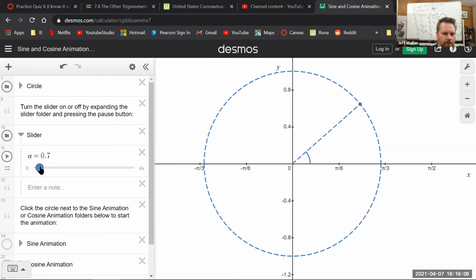So watch what happens when I get to about 1.57. Closest I can get is 1.6. Where am I? I'm at pi over 2, right? The A is actually alpha, but that is the angle that I'm at. Everybody with me? That's the angle that I'm at.